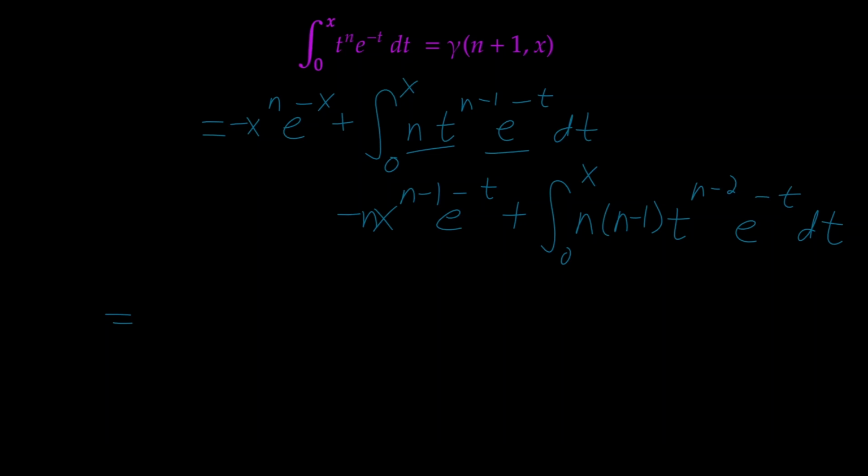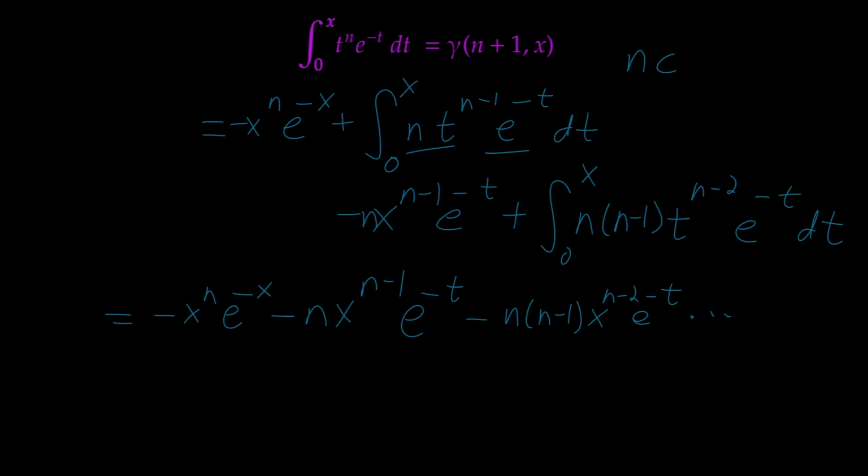In total, what we're going to have then is minus x to the n e to the minus x, minus n x to the n minus 1 e to the minus t, and then minus n times n minus 1 x to the n minus 2 e to the minus t, and so on and so forth until we get to, well, what are we going to get to? Since we're assuming that n is some positive integer, the most we can subtract from our x term right here is going to be n itself.